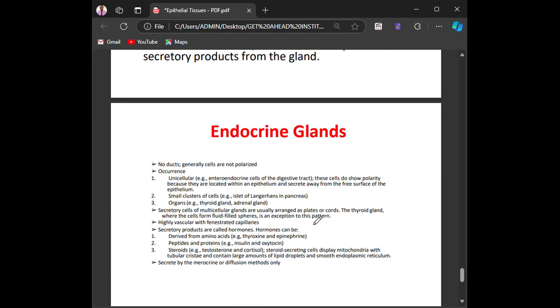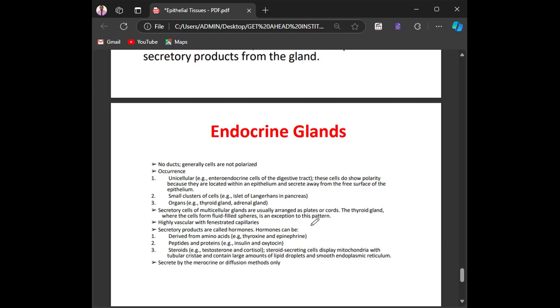Then we have endocrine glands. Endocrine glands basically have no ducts and are generally not polarized. They can occur as unicellular, such as the enteroendocrine cells of the digestive tract. These cells do not show polarity because they are just located within an epithelium and they secrete away from the free surface of the epithelium. And we have small clusters of cells, for example, the islets of Langerhans in the pancreas.